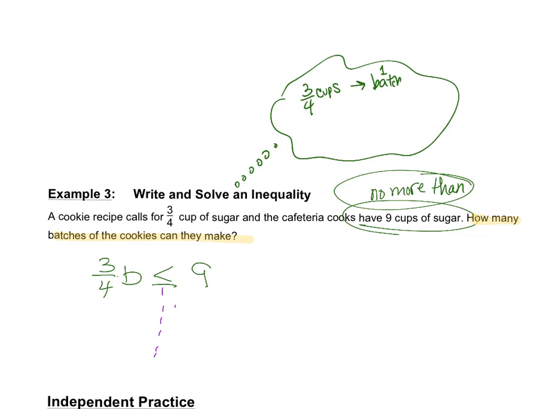You're going to undo what's being done. You're multiplying by a fraction, so to undo it, you multiply by the reciprocal. There's no negatives involved, so there's no flipping. B must be less than or equal to, and then I follow my steps of multiplication again. 3 divided by 3 is 1. 9 divided by 3 is 3. 3 times 4 is 12. 1 times 1 is 1. So B is less than or equal to 12. They can make no more than 12 batches of cookies. That's how many batches they can make.